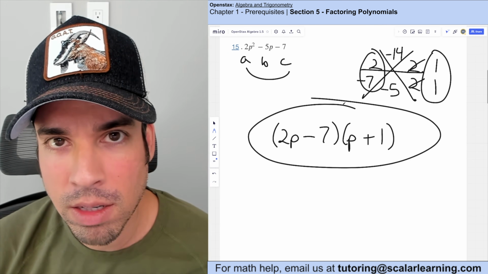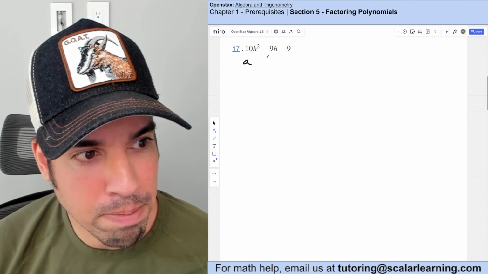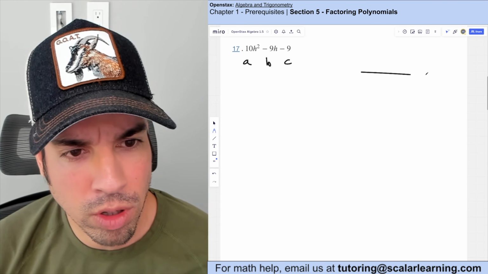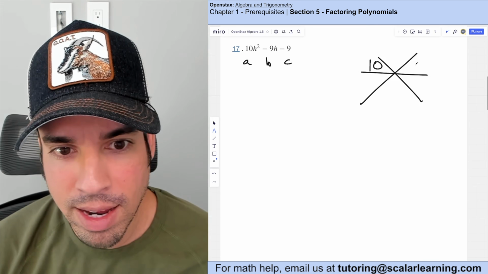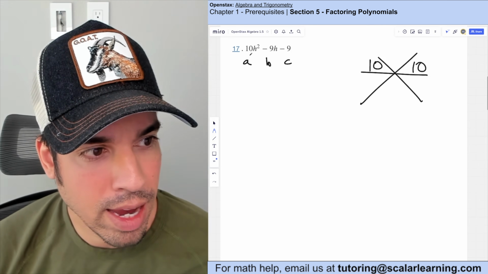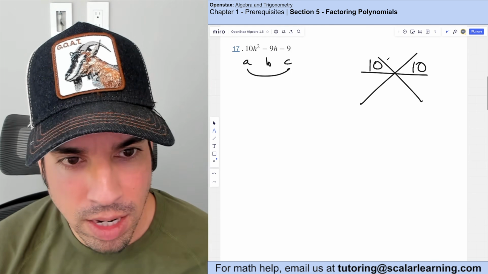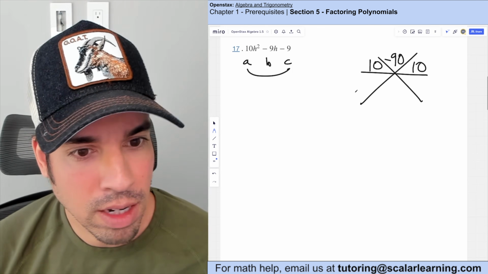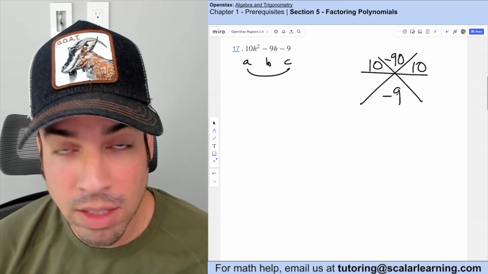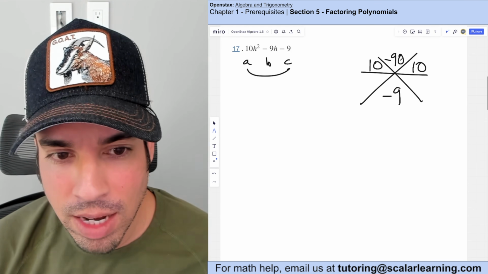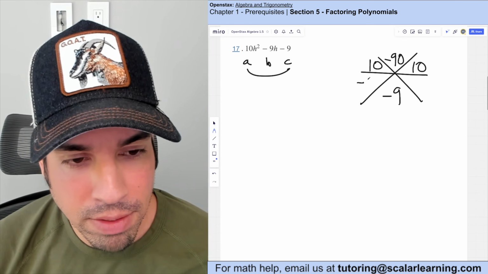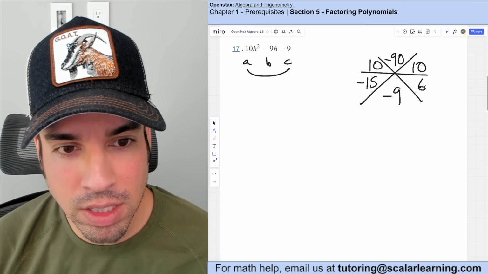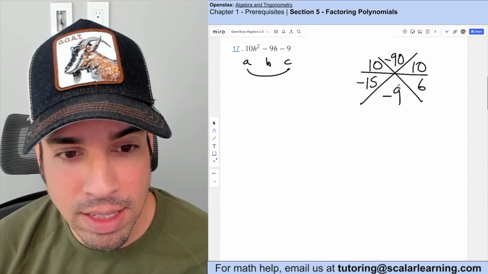Boom, done. Once again, we've got A, B, and C, and we're going to use our star method. We've got the A's up here, 10 and 10. We've got the A times C, 10 times negative 9, which is negative 90. And down here we got the B, which is negative 9. So what two numbers multiply to negative 90, add to negative 9? So the answer would be negative 15 and positive 6. They multiply to negative 90, add to negative 9.